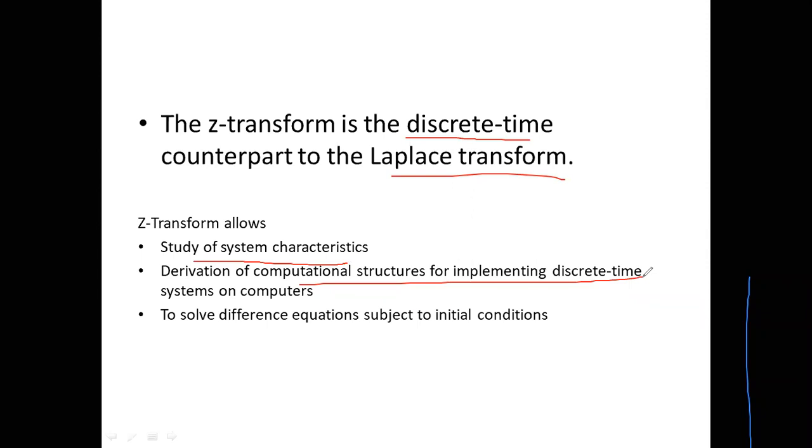What is the computational structure? Somebody gives you a problem with a difference equation, and you have to get a circuit from it. Just like from a differential equation we can get a circuit, from a difference equation also we should be able to arrive at a circuit. The Z transform allows you to do that, and you can also solve the difference equations.